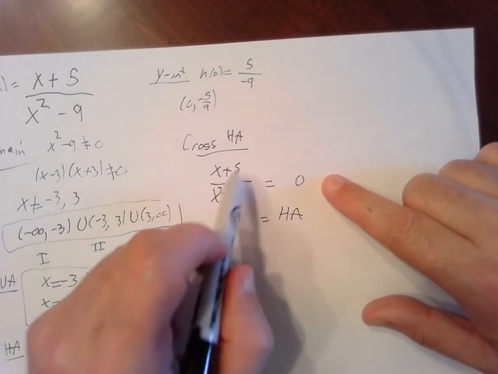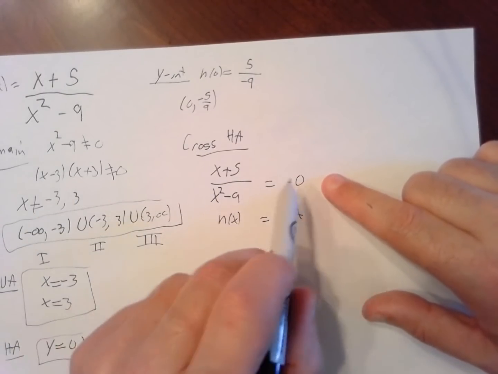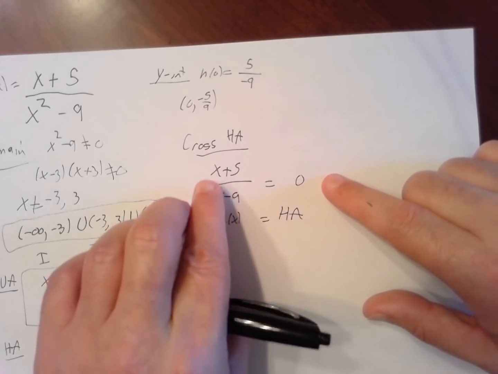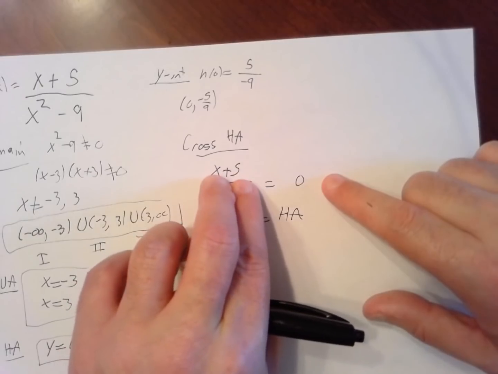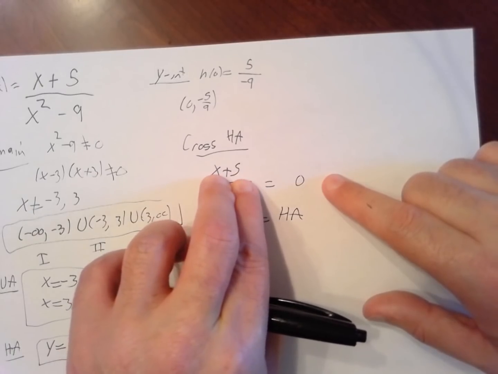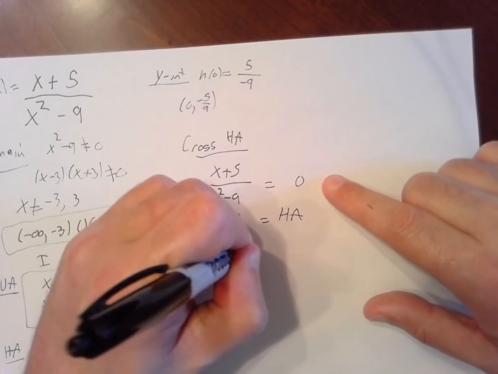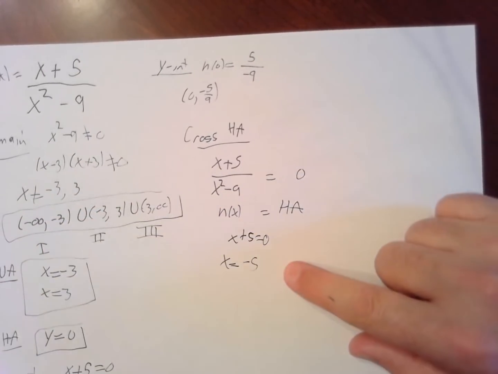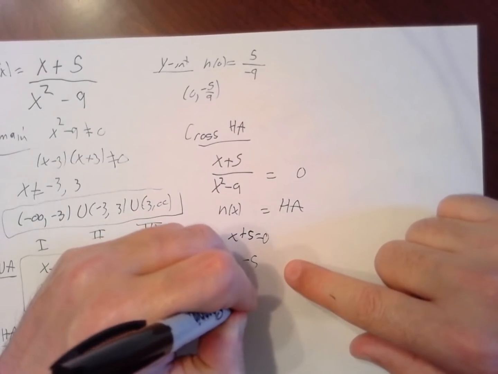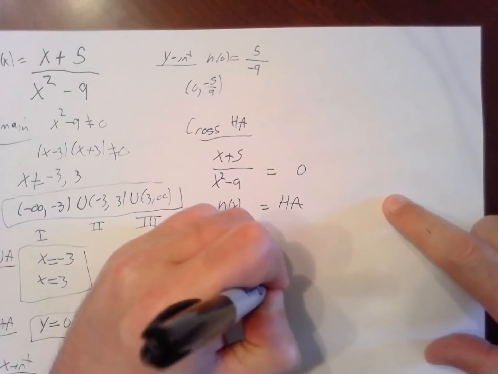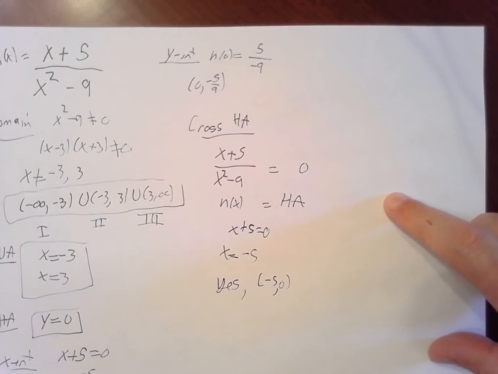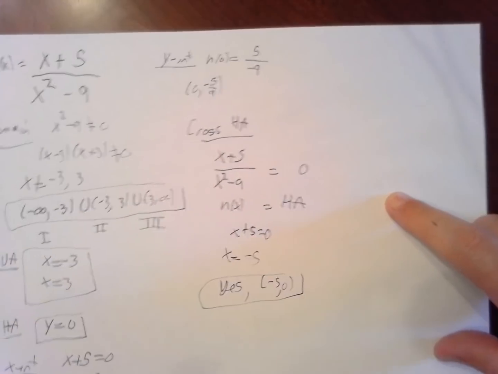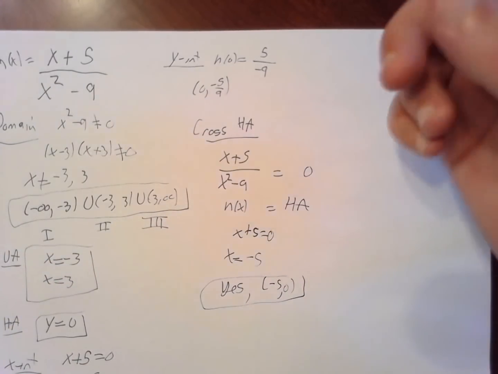However you want to think about solving this, like you could think cross multiplying, 0 times anything would be 0. Or you could think fraction equals 0 means top equals 0. So you get x plus 5 equals 0, x equals negative 5. I got an answer, so the answer is yes. In fact, I even know where. Negative 5, 0. There's my x, there's my y. But I already knew that. I already knew I was going to cross. I looked at the picture.